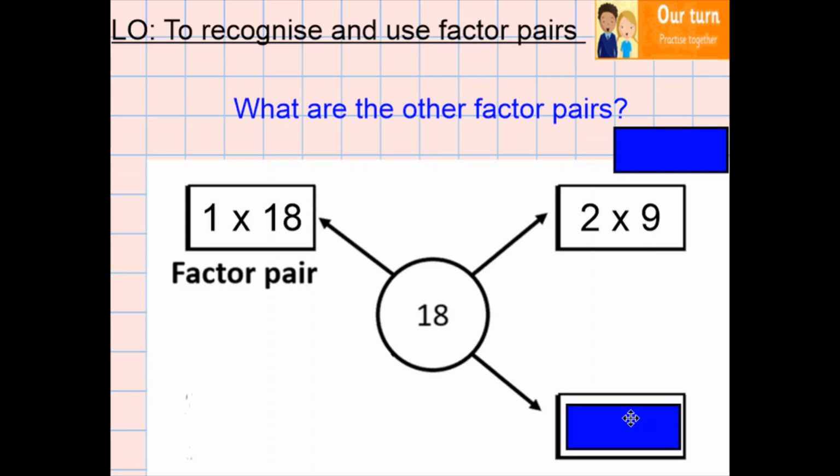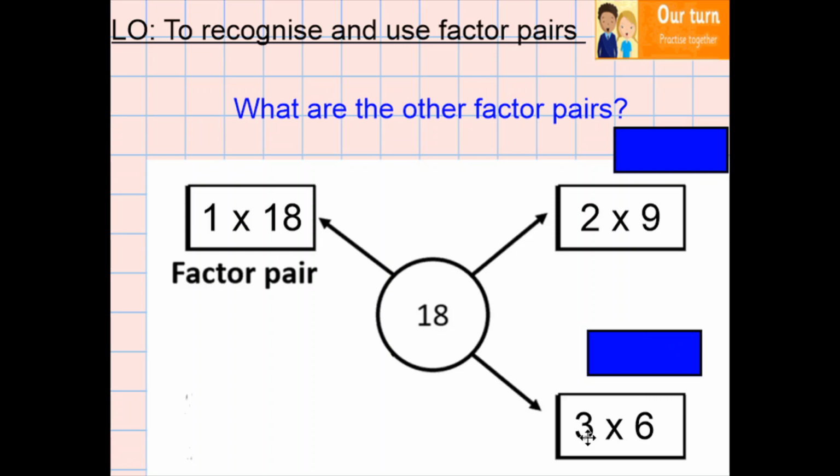Let's have a little look at 3. Will 3 go into 18? Is 18 part of the 3 times table? Yes, that's right. 3 times 6 is 18. What about 4? Did we find 4? No, 18 isn't part of the 4 times table. 5? No, neither is 5.